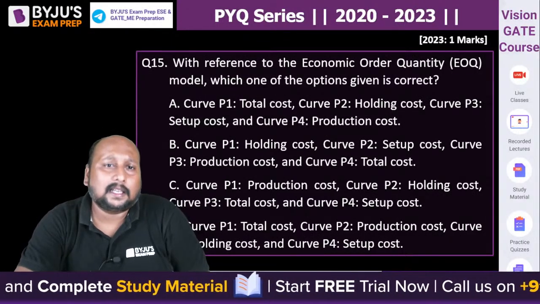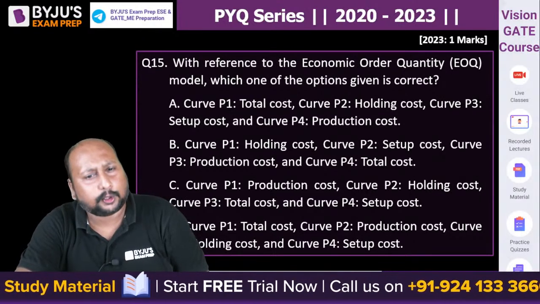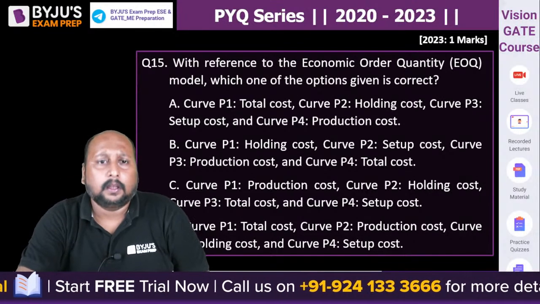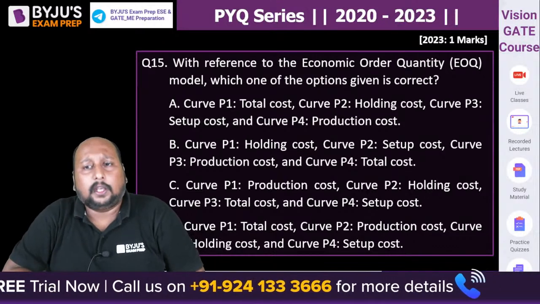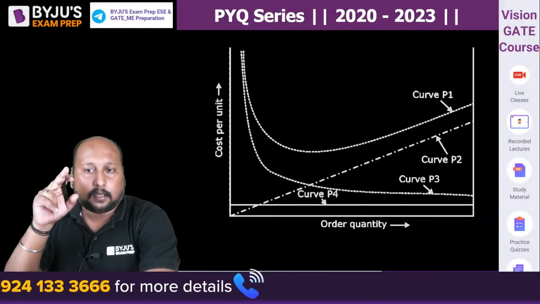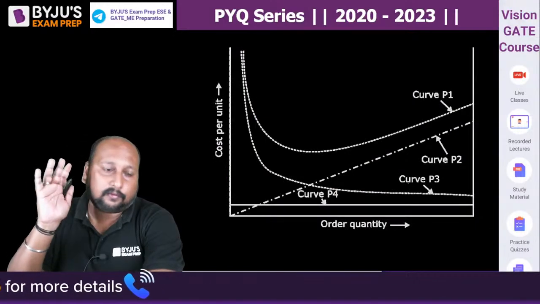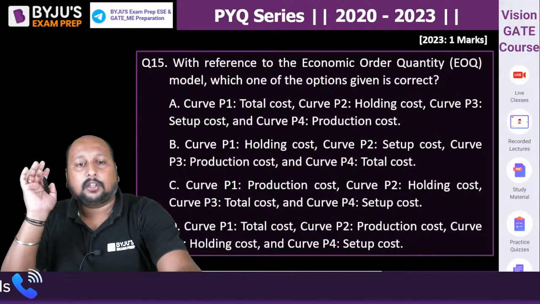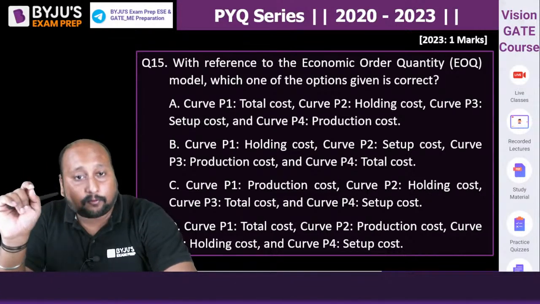This was asked this year in 2023 GATE. The question is very easy, from the EOQ model. With reference to the EOQ model, which of the following options is correct? They have given you some curves, P1, P2, P3 and P4. There are 4 curves. You have to tell me which of the following is giving us the correct information.